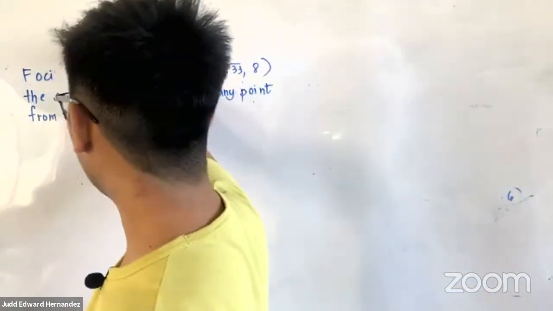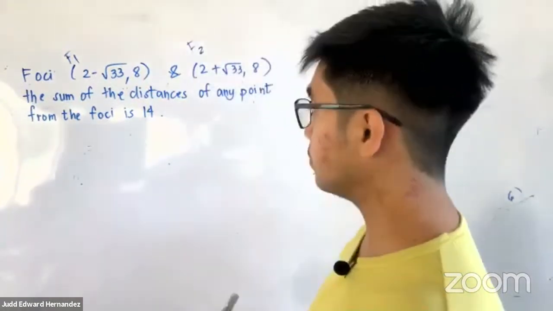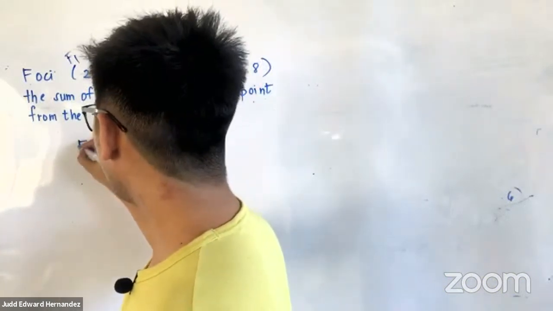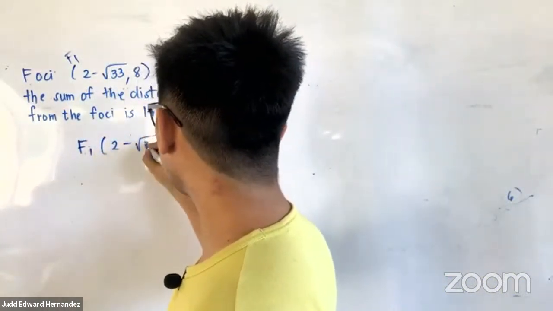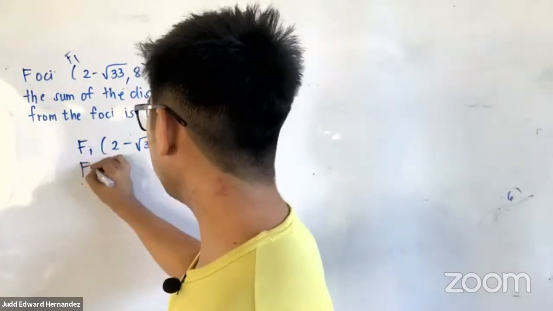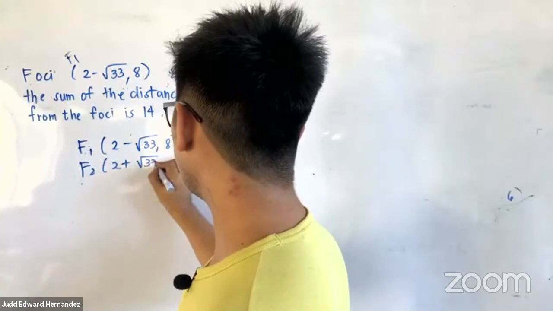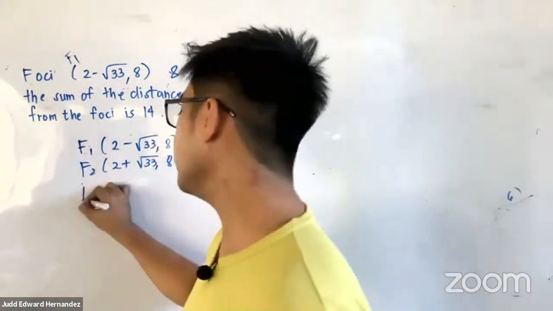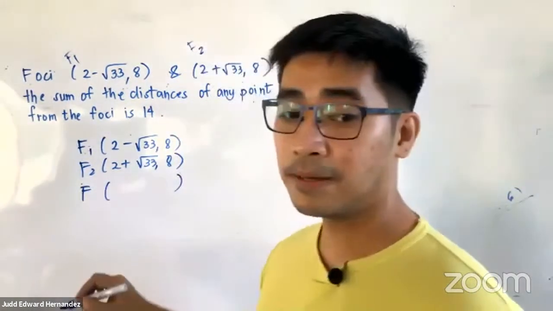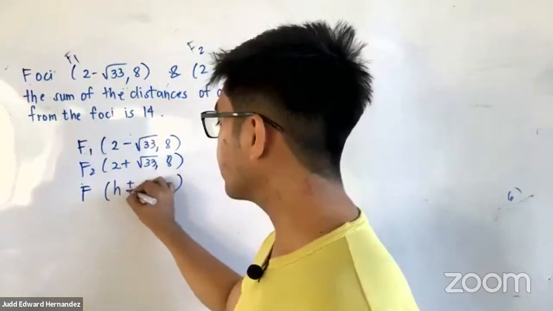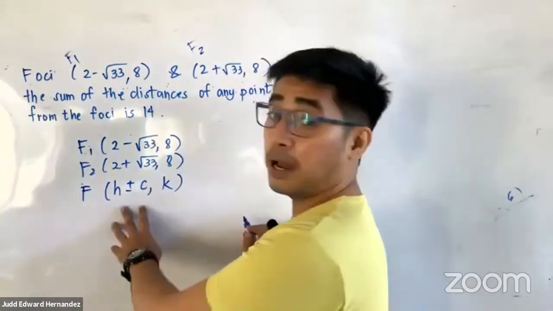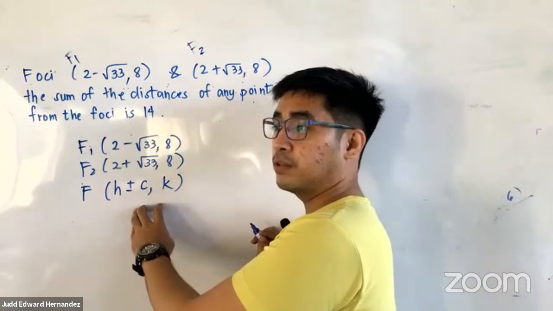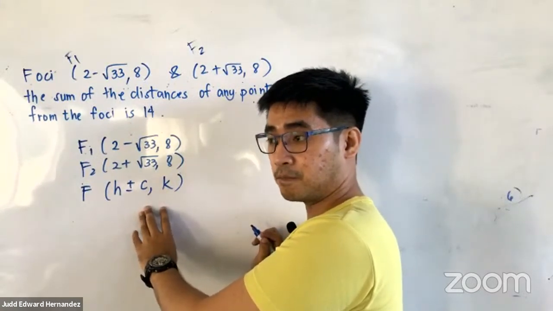Sabihin natin this is F1 and this is F2. So F1 is 2 minus square root of 33, 8. Our F2 is 2 plus square root of 33, 8. Then babalikan ko yung formula na ginagamit natin for the foci. Di ba pag sinabi nating foci, that is h plus minus c, k. Is this correct? Yes. Okay.